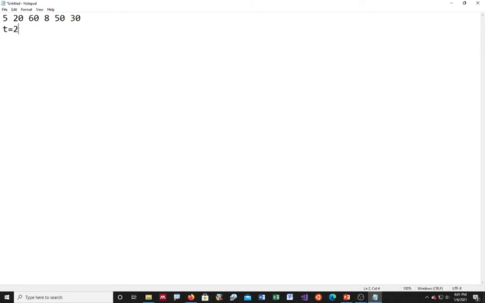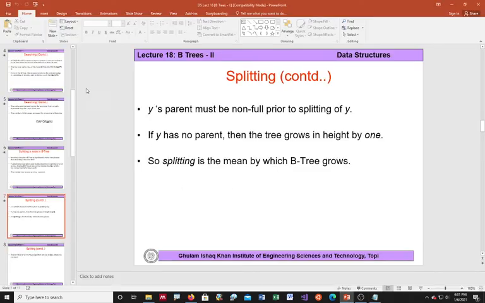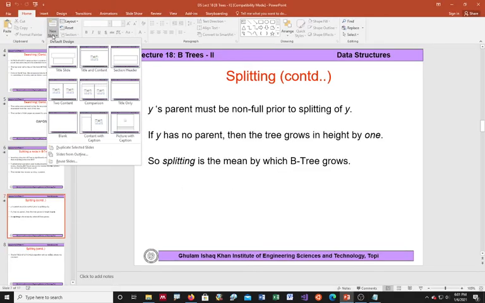The min will be t minus 1, which is 1, and the max will be 2t minus 1, which is 2 into 2, 4, minus 1, which is 3. Now let me paste it in a new example here.